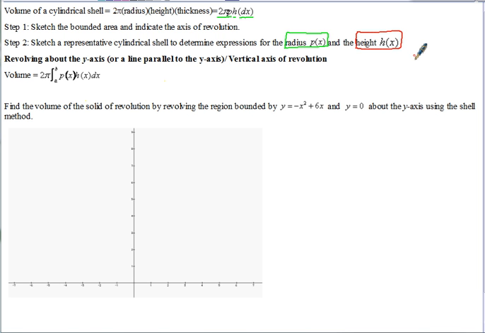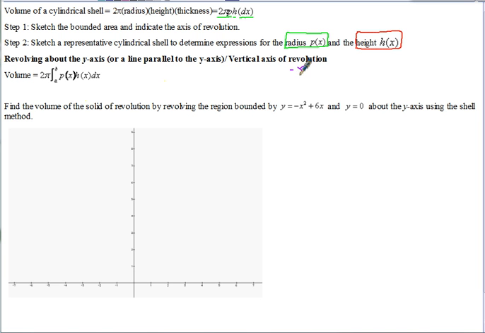So let's take a look at a problem similar to the example we just looked at visually. It says find the volume of the solid of revolution by revolving the region bounded by y equals negative x squared plus 6x and y equals 0 about the y-axis using the shell method. So the first thing you could do, since we're going to do this one without a calculator, is to figure out where these two intersect. You can just set them equal to each other.